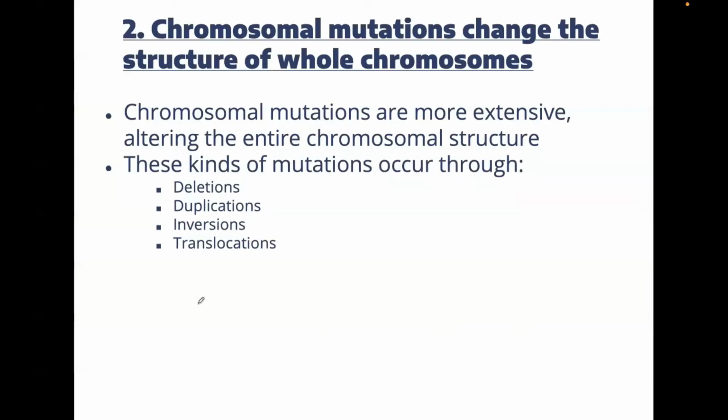So number 2, the chromosomal mutations change the structure of the whole chromosomes. Doon sa kanina, point mutation lang, meron lang point kung saan nababago ng deletion, merong insertion, merong substitution of an amino acid. Dito, buong chromosomes na ang nabago. Chromosomal mutations are more extensive, altering the entire chromosomal structure. These kinds of mutations occur through deletions, duplications, inversions, and then your translocations.